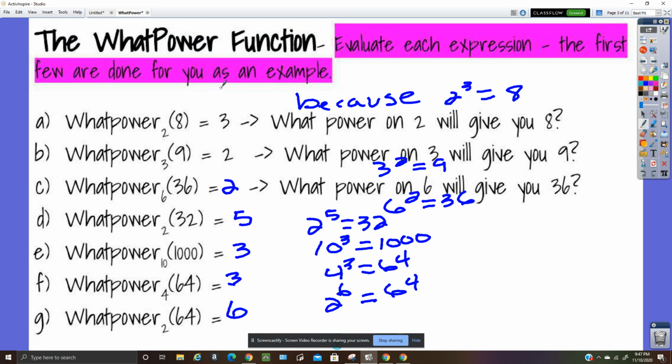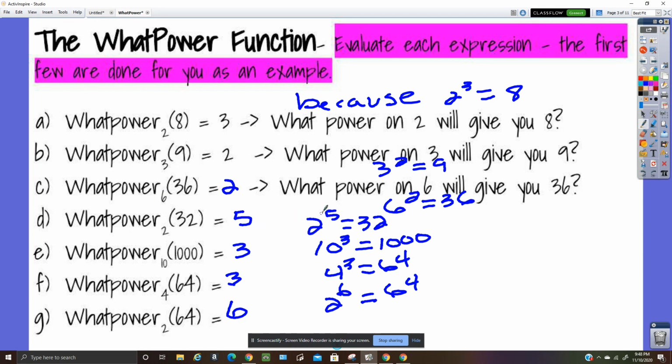All right, so the what-power function evaluated expression, the first few are done for you. An example, so 2 to what power is 8? It's 2 cubed is 8. You can just write because 2 cubed is 8, then this answer is 3. And then 3 to what power is 9? 3 squared is 9, so that's why the answer is 2 here. And then 6 to what power is 36, so 6 squared is 36.